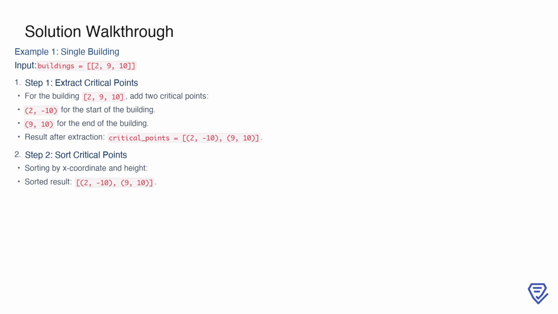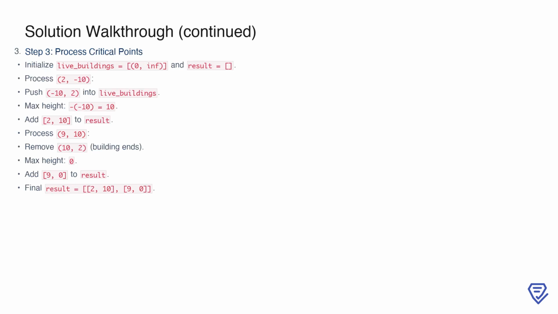Next, we sort these critical points by their x-coordinates and, if necessary, by height. In this case, the points are already in order, so the sorted result remains [(2, -10), (9, 10)]. Now that we have the sorted critical points, we process them to construct the skyline. We initialize two structures, live_buildings, which keeps track of active buildings using a max heap starting with (0, inf), and result, which stores the skyline points as we process.